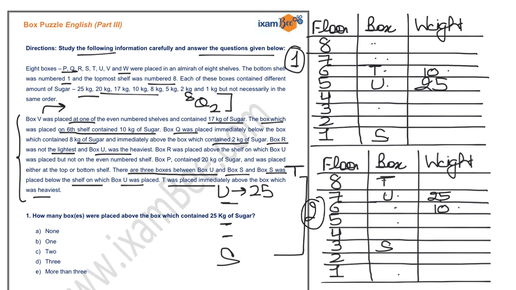Now in the question it is given to you that box R was placed above the shelf on which box U was placed, right? Now your box R is above U.